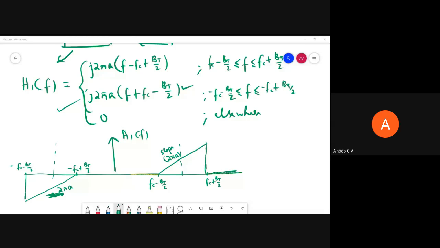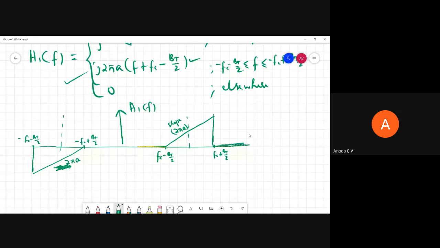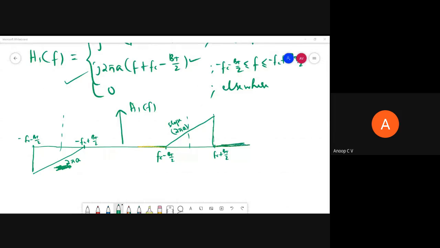It's a straight line with slope equal to 2 pi a, and it's shifted by an amount, say fc minus bt by 2 or fc plus bt by 2, towards the right. Are you able to visualize that? So this is our h1 of f. I'm not getting any response. Okay, fine.